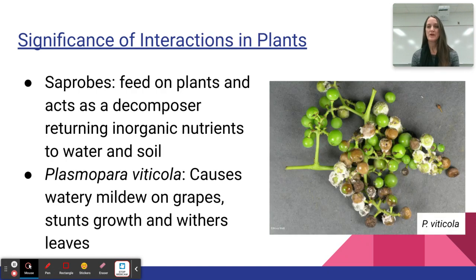And then protists also have significant interactions with plants. Some examples here are the saprobes, and they feed on plants, and they act as decomposers, and then they return those inorganic nutrients back to the water and soil, and that then allows the organisms living in the water and soil to benefit. And then we have the Plasmopara viticola, and this causes a downy mildew on grapes, and it stunts the growth, causes the leaves to wither, so it's impacting the health of the grapes.